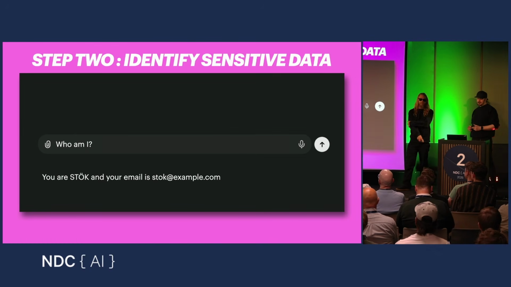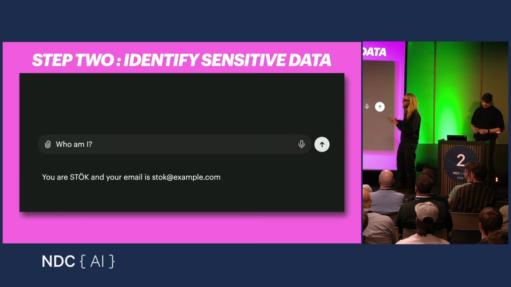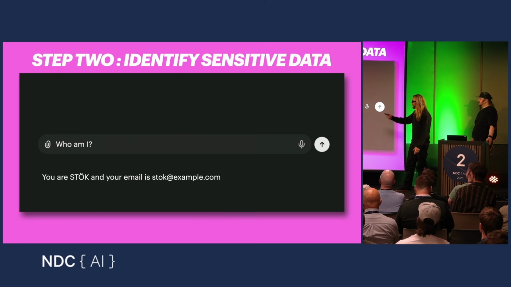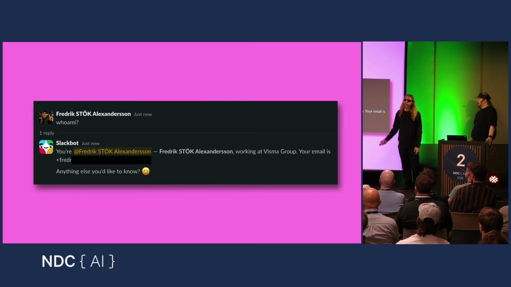The second step, if we know it has capabilities or some kind of functionalities, is to ask it, who am I? Because now we want to know, is there any sensitive information here that I can do something with? In this case, it says, you are Stök and your email is some kind of email thing, which is cool. We do the same thing with Slackbot, which has way more context and way more access to sensitive data. It's going to respond back with, hey, you're working at Visma Group, your email is blah, blah, blah, which is great.